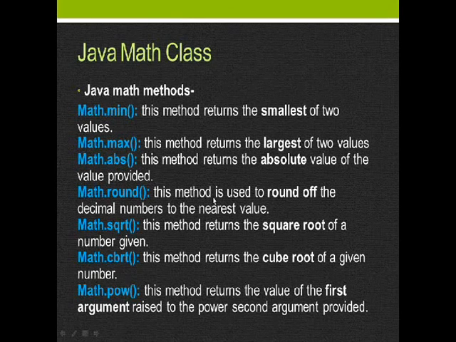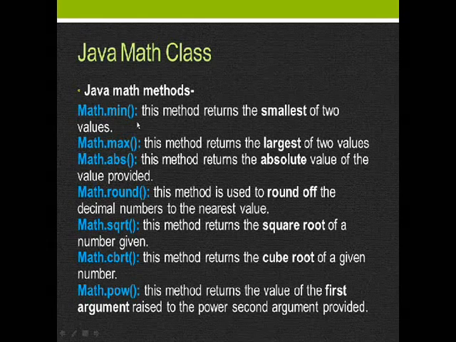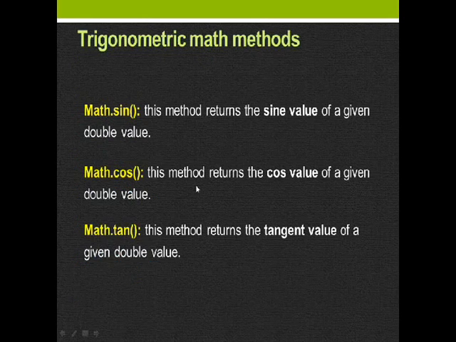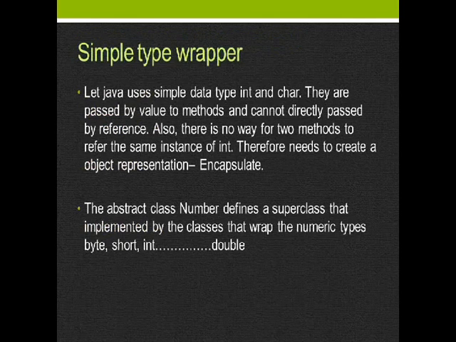Now let us see about Java Math methods. Math.min: this method returns the smallest of two values. And Math.max will return the maximum of two values. This is for cube root and this is for power. And there are some trigonometric functions, Math.sin, Math.cos, Math.tan. There are so many other trigonometric functions.